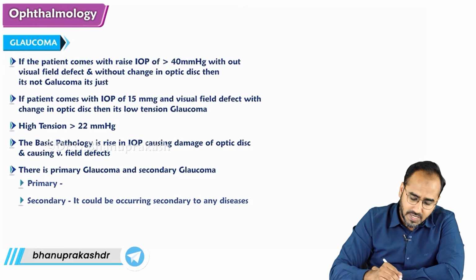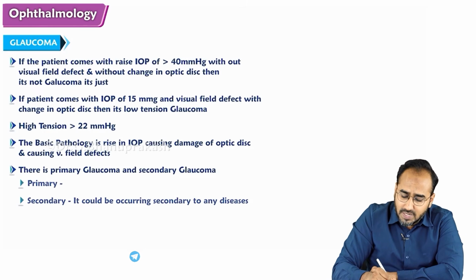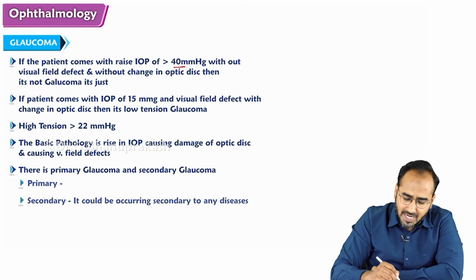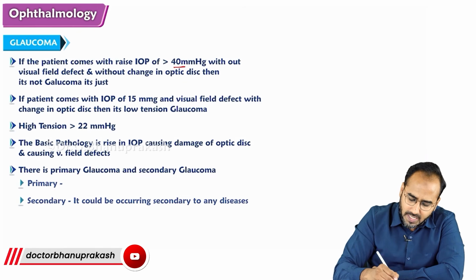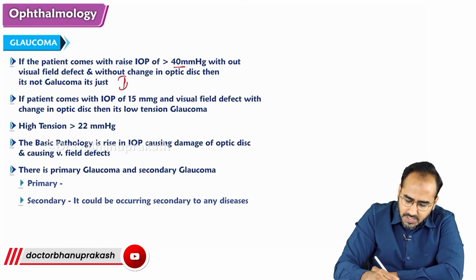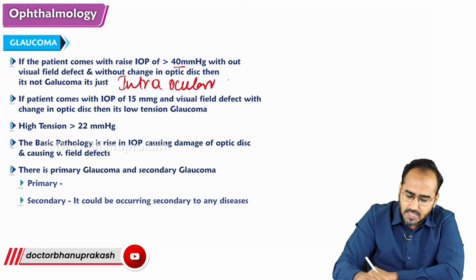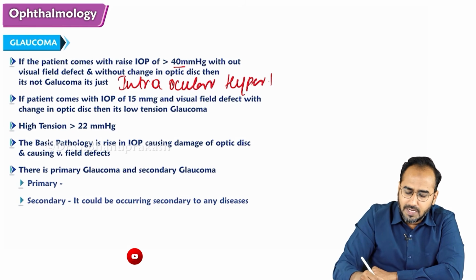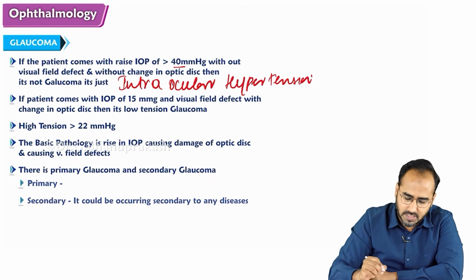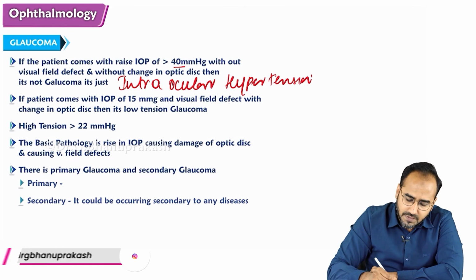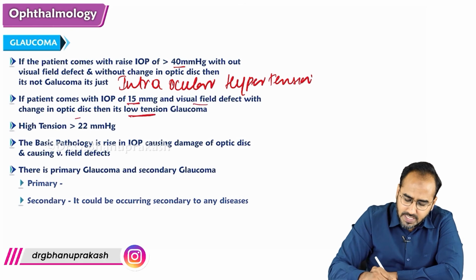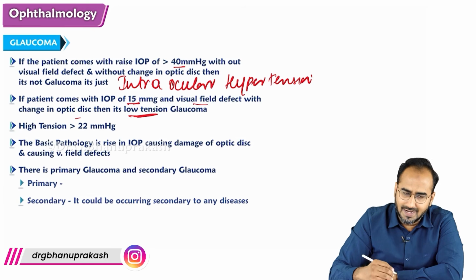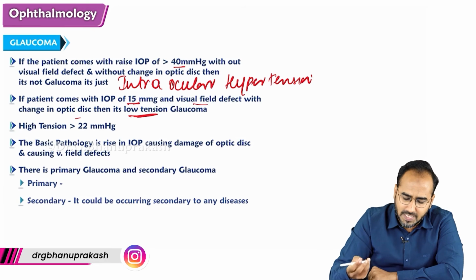If the patient is coming with a pressure of more than 40 mm of Hg, but no optic disc changes and no visual field defect, is it a case of glaucoma? No. It is just a case of intraocular hypertension. If a patient comes with an intraocular pressure of 15 mm Hg, but visual field defects and optic disc damage are seen, then it is a case of low tension glaucoma. High tension meaning more than 22 mm of Hg.